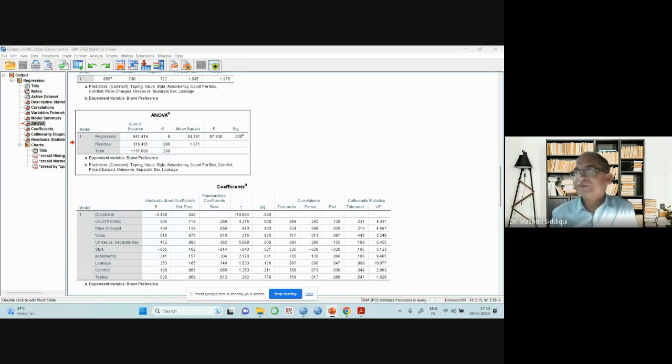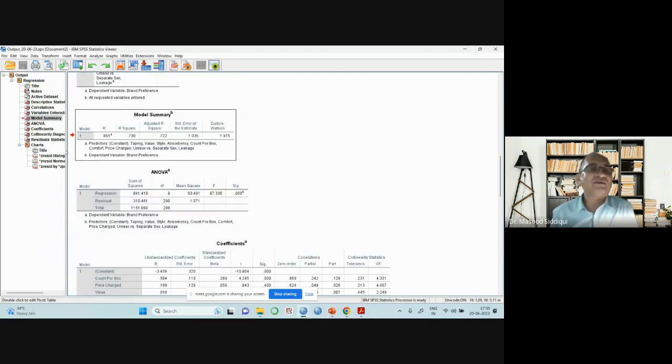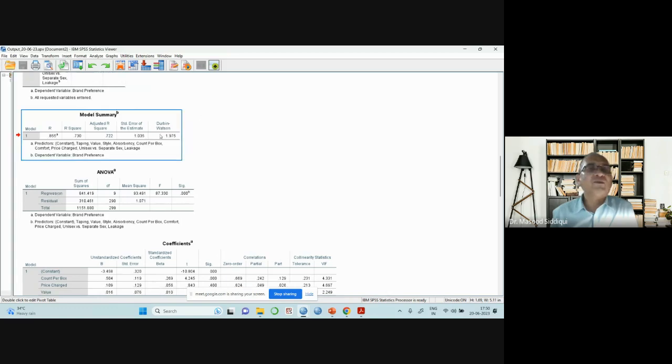Now, just take a photograph of this table also. That is the model summary. Next table, we will be discussing this. This is a model summary. So photograph done, screenshot done.